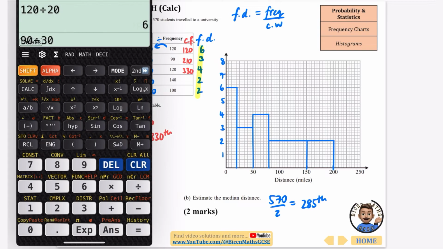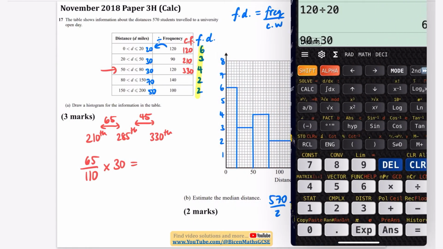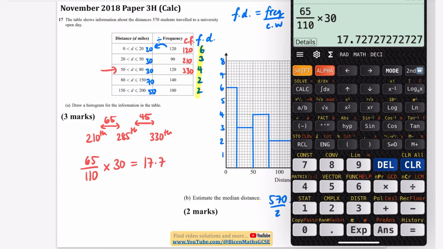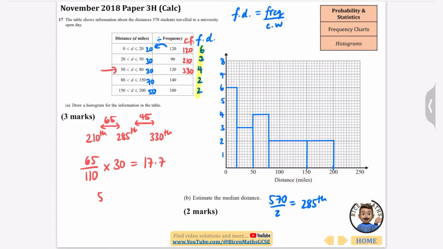So let's just quickly work out what this bit is. This is a pretty tricky question. So we do 65 out of 110. We're going to go that fraction of the way along the 30 group, which is about 17.7. So that's how far along the 50 to 80 group is. So I'm going to do 50 plus 17.7, which is 67.7. So this is all my working for part B of the question.